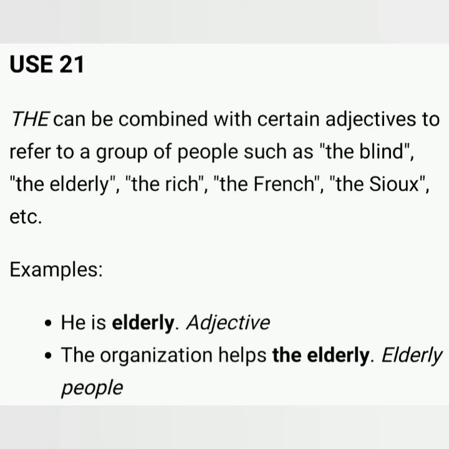Next, the can be combined with certain adjectives to refer to a group of people, such as the blind, the elderly, the rich, the French, the Sioux, etc. Example: he is elderly. Here, elderly is an adjective. The organization helps the elderly. Here, elderly represents the people. So here we are using the. But while we are using it simply as an adjective, we should not use the.